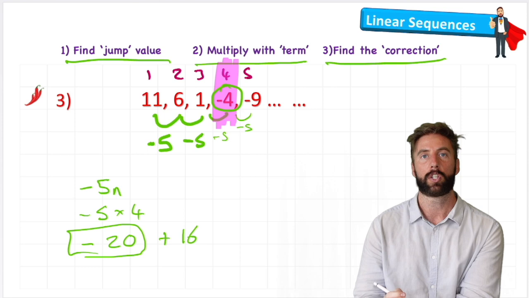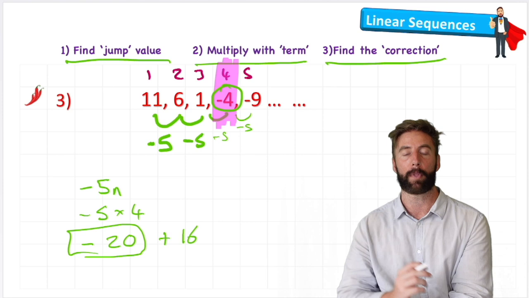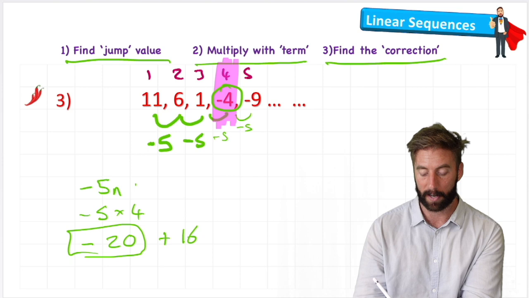So it's a little bit confusing because we're in negative numbers, so we have to understand which way around on our number line we're going to start going. If we're at negative 20 and we want to get to negative 4, we actually have to come back up the number line positively, so we'd plus 16. So my formula would be negative 5n plus 16.